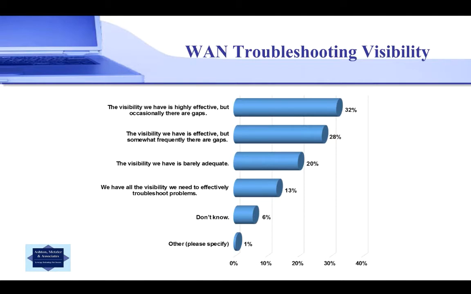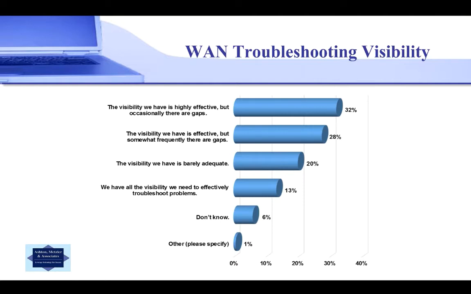So I asked my survey base, how much WAN troubleshooting visibility do you have? 13%, that's roughly 1 in 7, said we have all the visibility we need to effectively troubleshoot problems. 1 in 7, Bonnie. That's not a tenable situation going forward. And I say that for 2 reasons. One is the opportunity. The opportunity is, as we're implementing new WAN products, services, new architectures, we need to make sure we're getting more WAN visibility going forward.